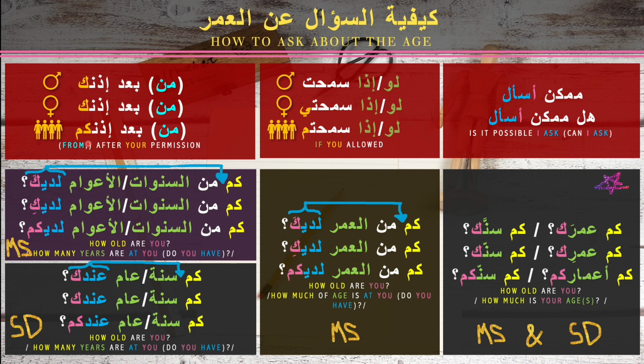So you can just say, for example, ممكن أسأل كم عمرك؟ هل ممكن أسأل كم من العمر لديك؟ لو سمحت كم من السنوات لديك؟ من بعد إذنك كم سنة عندك؟ And so on and so forth. Okay, let's move to the next part.